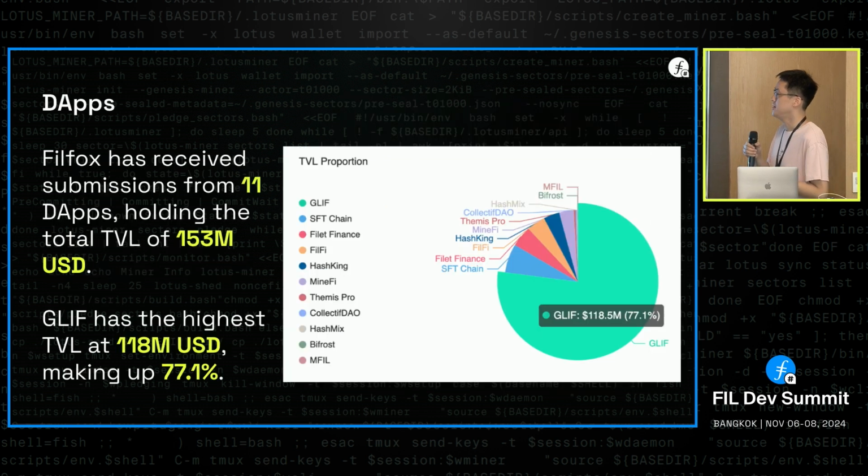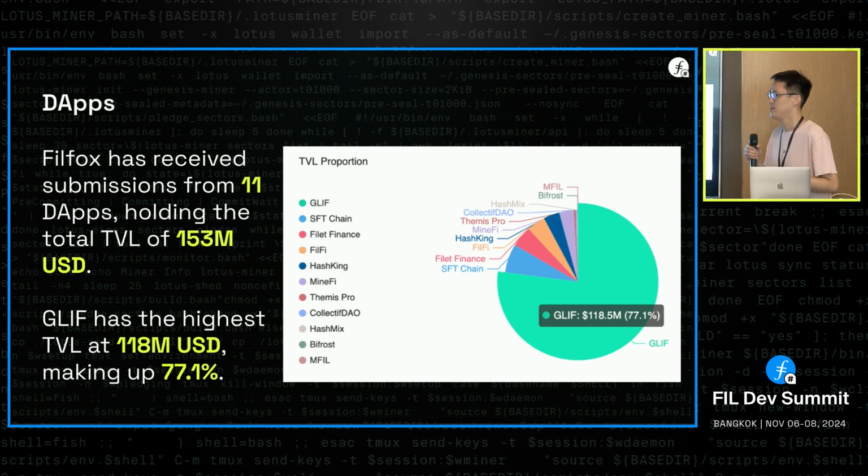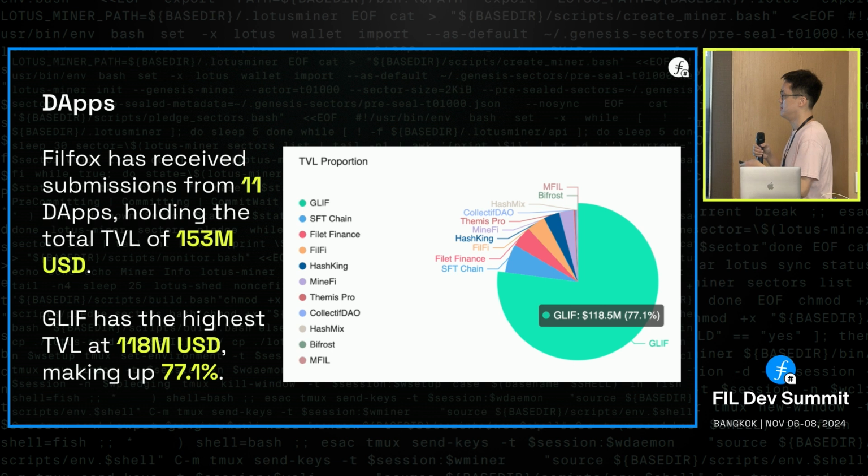Okay, then this is the TVL of the dApps, and we have received submissions from 11 dApps about their information. All these 11 dApps hold a total TVL of $153 million. And among them, GLIF has the highest TVL at $118 million, making up 77% of all the TVL.